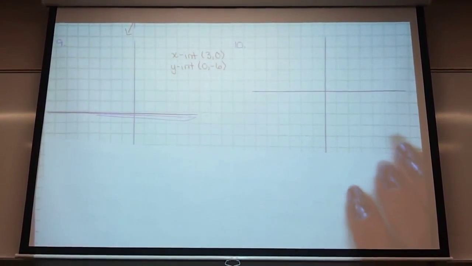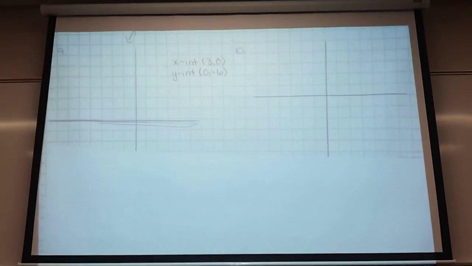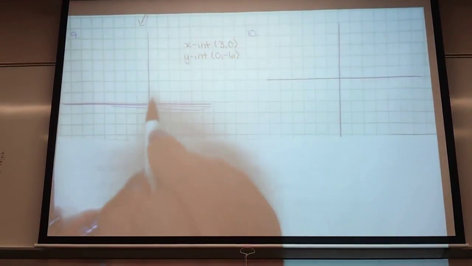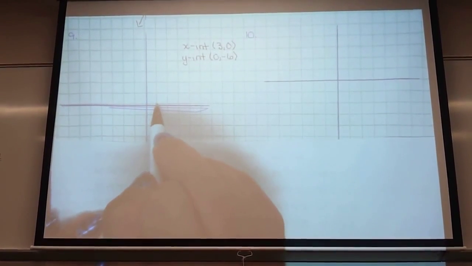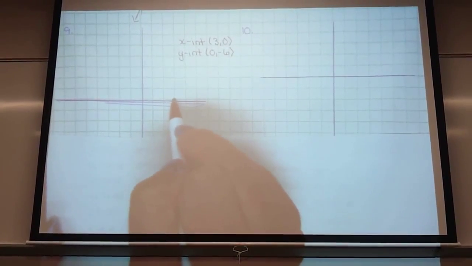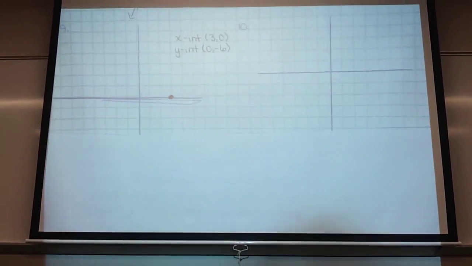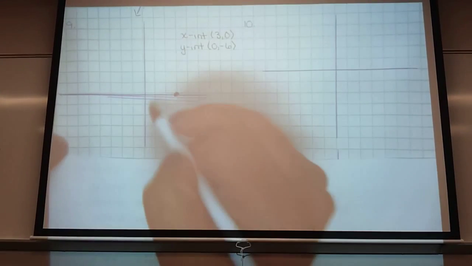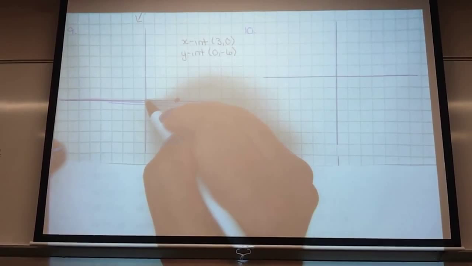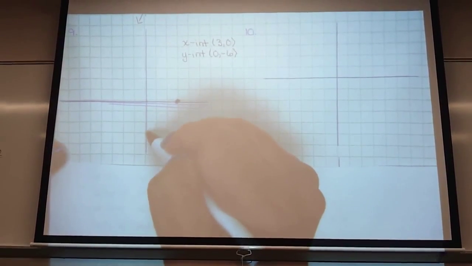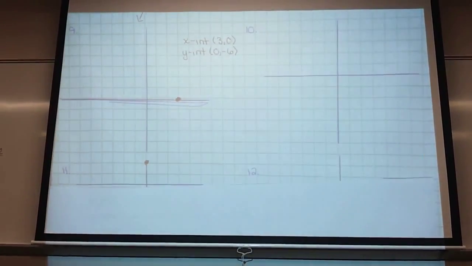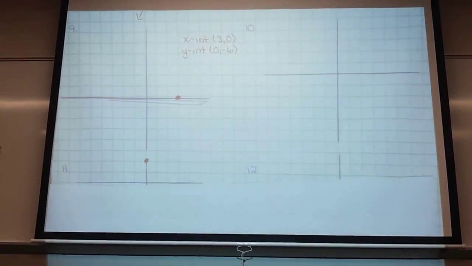Okay, number 9. Okay, so I need to graph my two intercepts. So 3, 0. That means go to the right 3. And then the 0 says stay put. So right here. And then the 0, -6, the 0 says don't go left or right, but the -6 tells me to go down 6. And then we connect our dots.